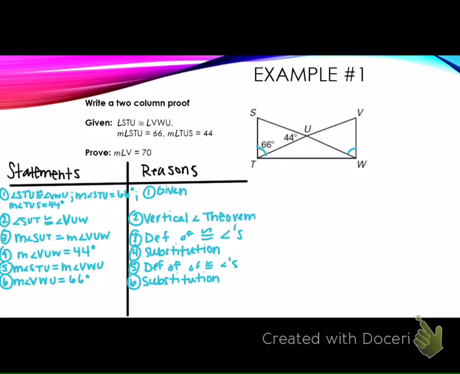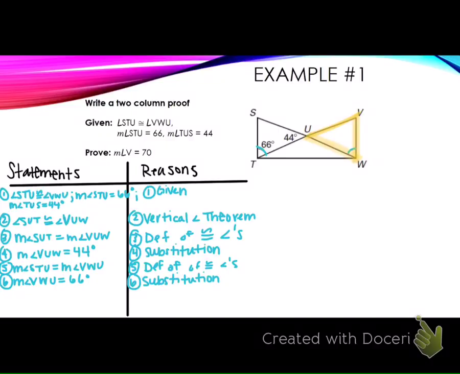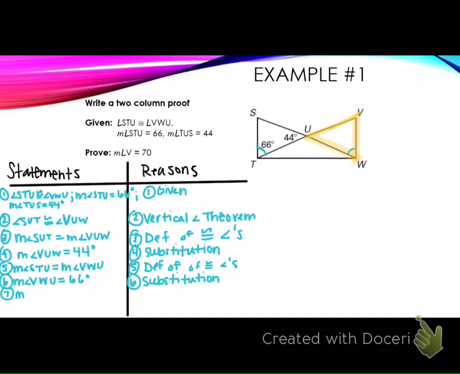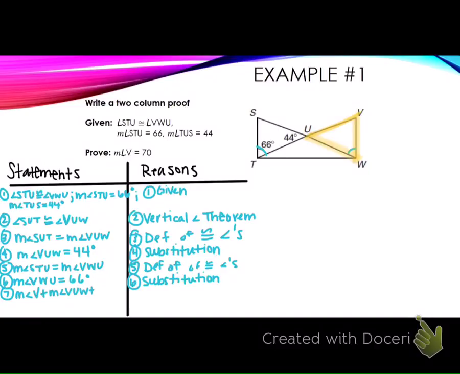Now, we are trying to prove that angle V is 70 degrees. What do you guys see here? What shape is formed here? A triangle. And what do we know about the triangle sum theorem? So we're going to say that those add to 180. So we're going to say the measure of angle V plus the measure of angle VUW plus the measure of angle VWU equals 180 by the triangle sum theorem.